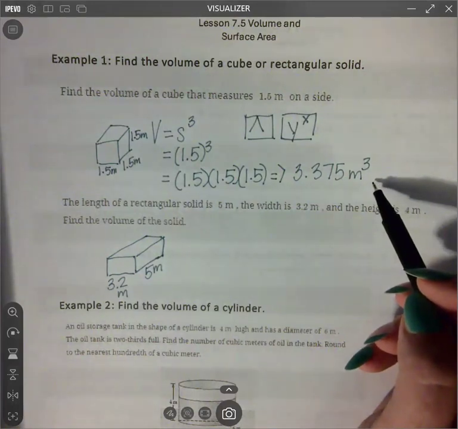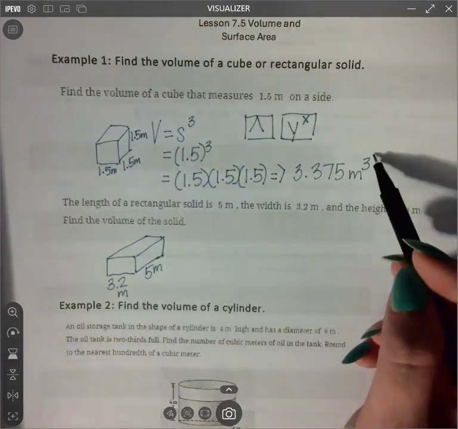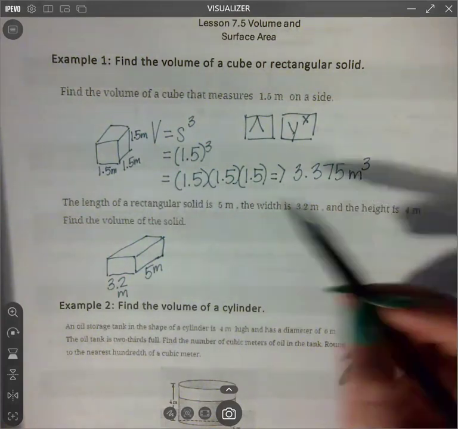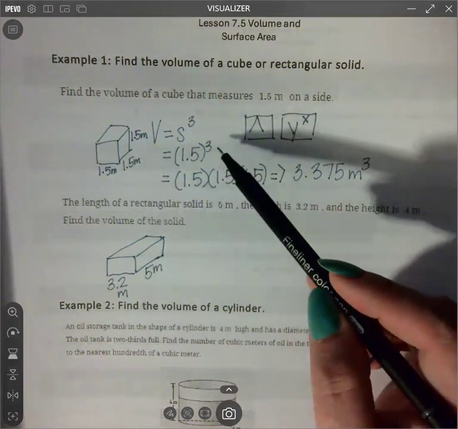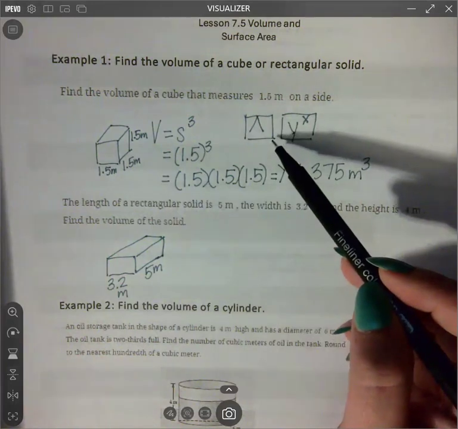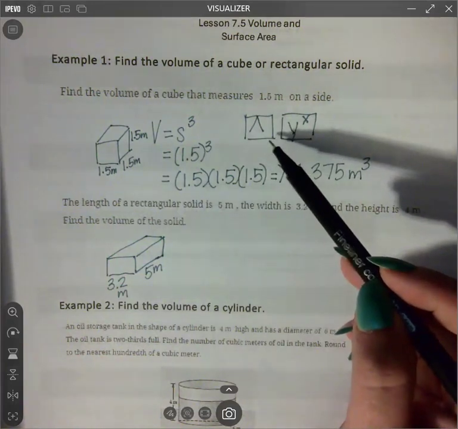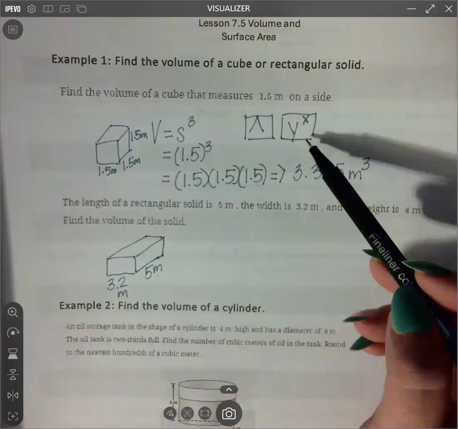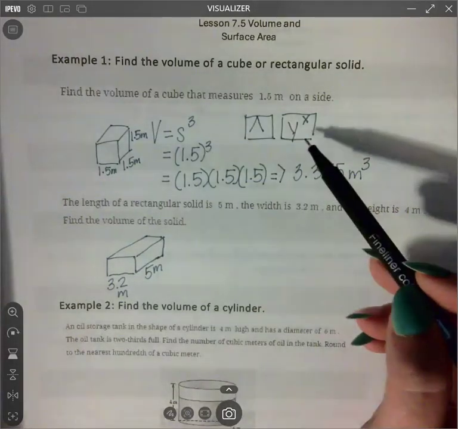Volume is a measure of capacity, so it will always be units cubed. To take a number to the third power, you may be using this button on your calculator. It's called the caret key. Or depending on which calculator you have, you may use the Y to the X button.